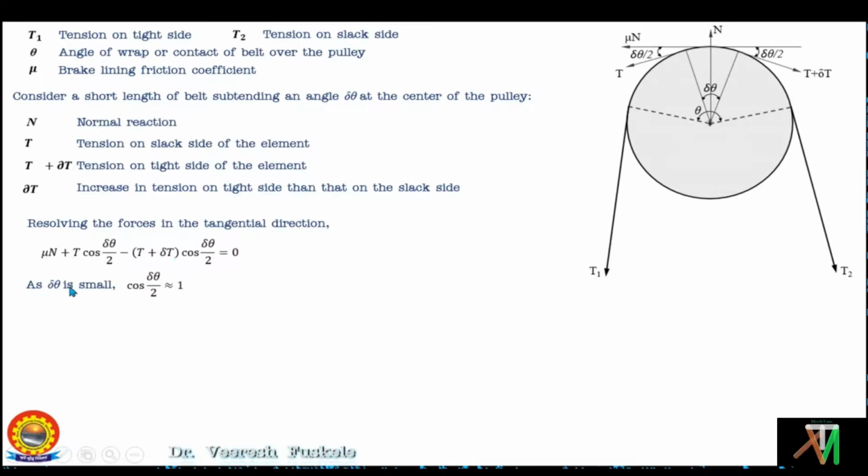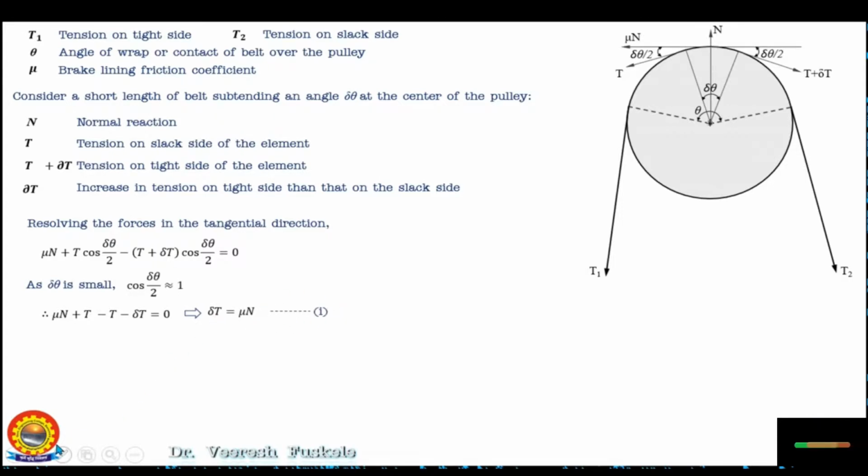Now as delta theta is very small, cos delta theta by 2 will be nearly equal to 1. So putting this value in this equation, we get mu N plus T, this cos will be 1, minus T minus delta T, and this will again be 1, equal to 0. So this will give us delta T is nothing but mu N. We consider this as equation number 1.